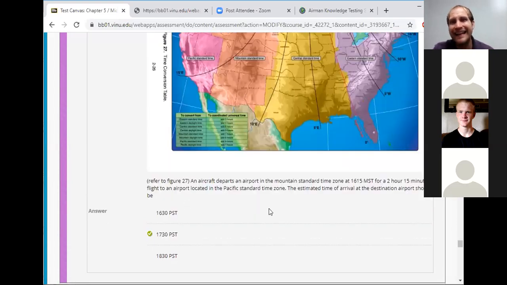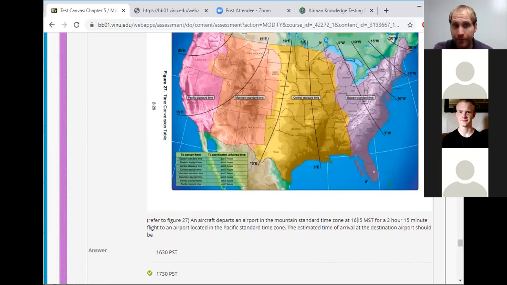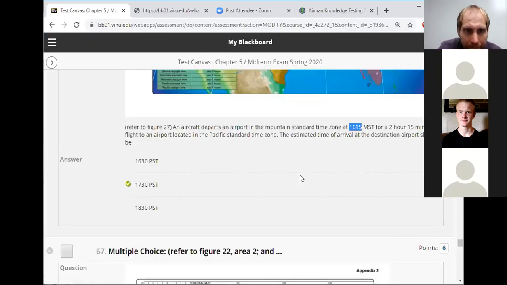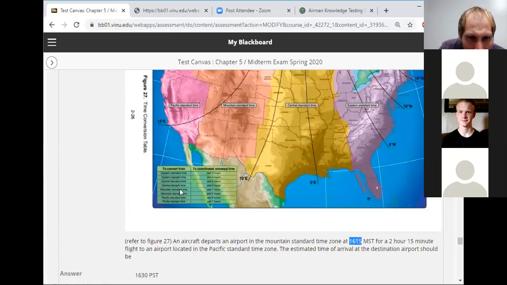So the easiest thing for me to do is say I'm starting in Mountain Standard Time at 16:15. Let me see if I can zoom in. Control plus. Okay, so to convert from Mountain Standard Time to Zulu, to Universal Coordinated Time, it says we need to add 7 hours. Gosh, I see I'm already at 12:30. We will pick up with this question when we get back together.